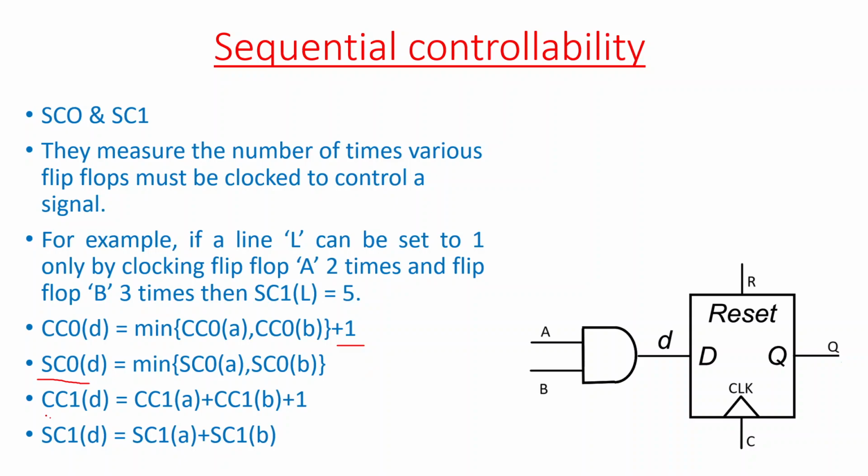Similarly, you can see that CC1 of D, that is the combinational controllability of 1 for D, is equal to CC1 of A plus CC1 of B plus 1. But the sequential controllability for D does not include the plus 1. So it is simply equal to the sum of the sequential controllabilities of 1 for A and B.